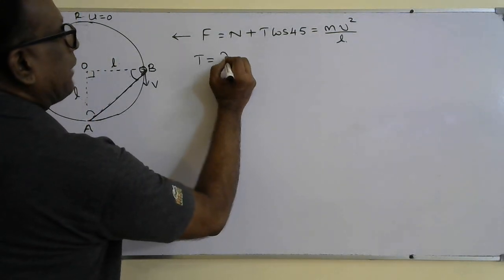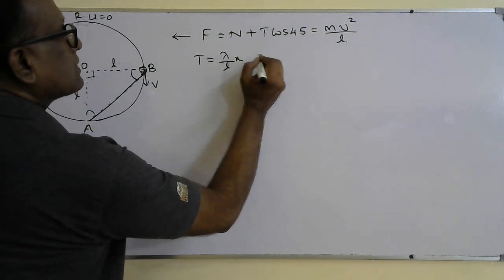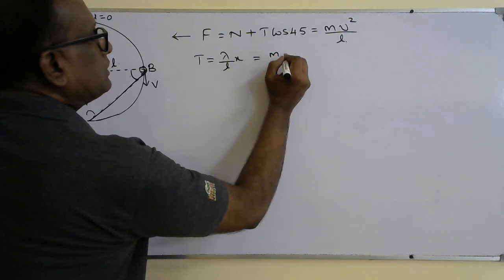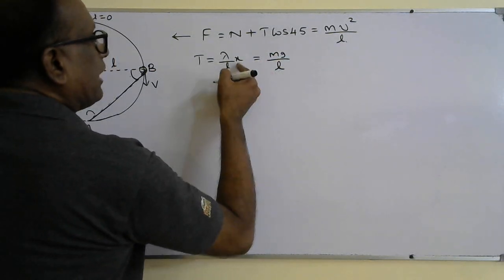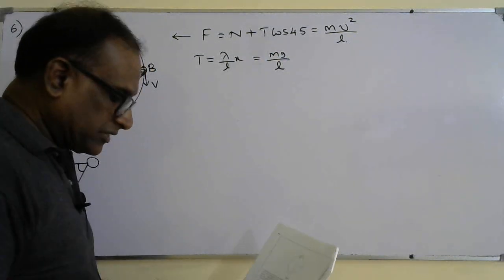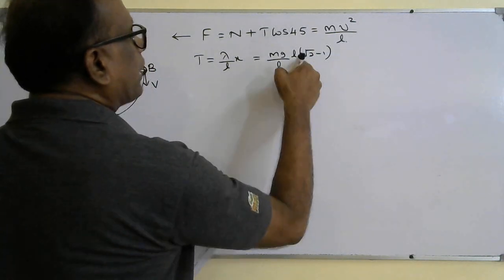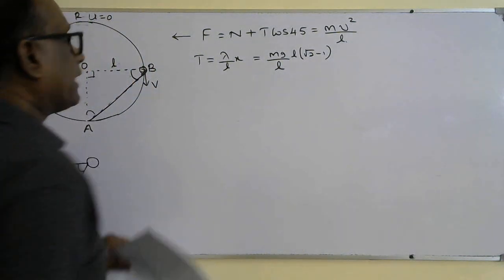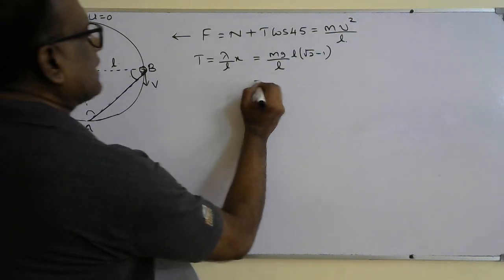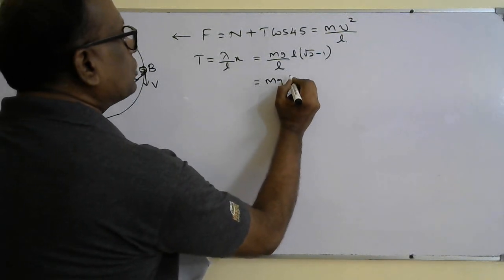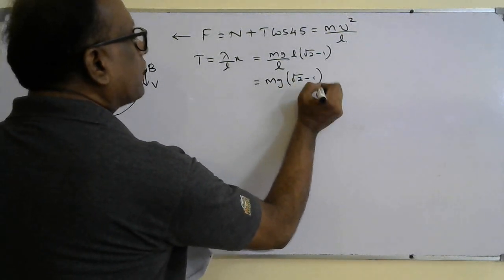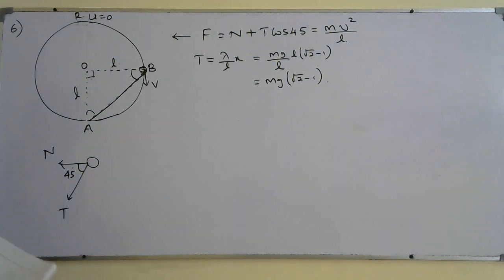So tension is equal to lambda over L into x. Lambda is given as mg, over L, into x, which I already found in the first part, that is L root 2 minus 1. So L will get cancelled. Mg root 2 minus 1 is the tension. So that is mg into root 2 minus 1. That is the tension at B.